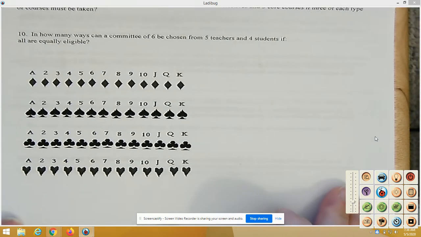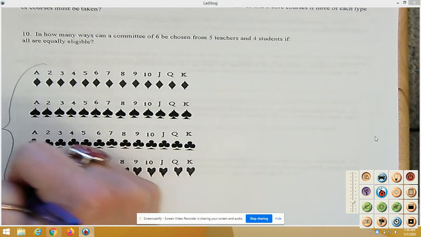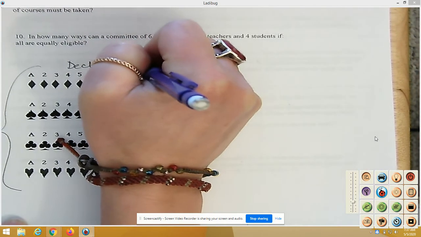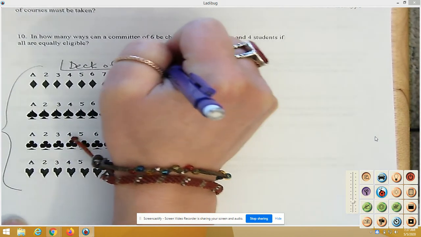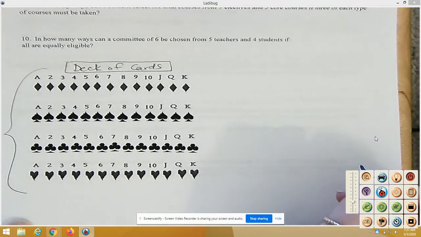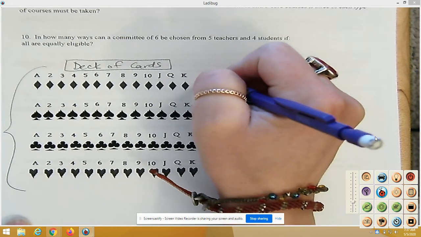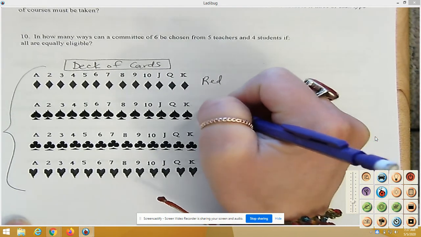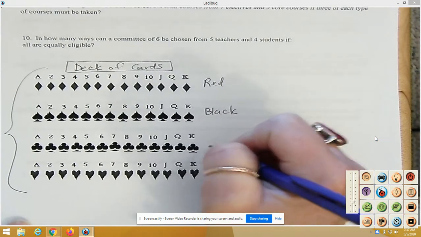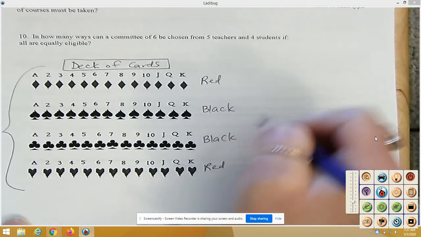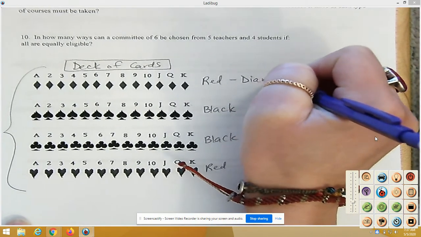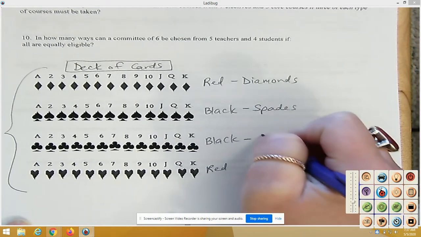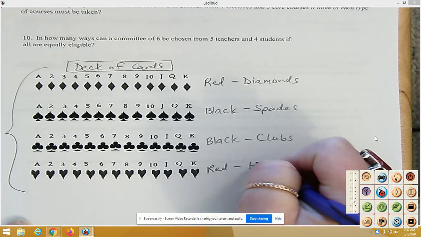So this chart here at the bottom is talking about a deck of cards. So this is a deck of playing cards. Some people are familiar with them, some are not. Diamonds are red, hearts are red, spades are black, clubs are black. And I'm going to write those words out again. So red are diamonds, spades are black, clubs are black, and then hearts are red.